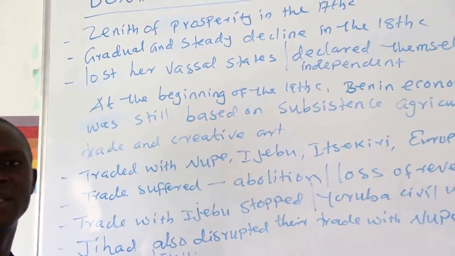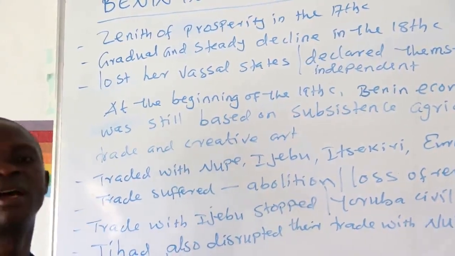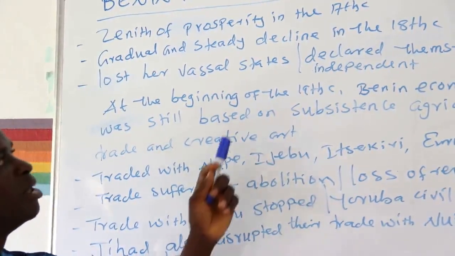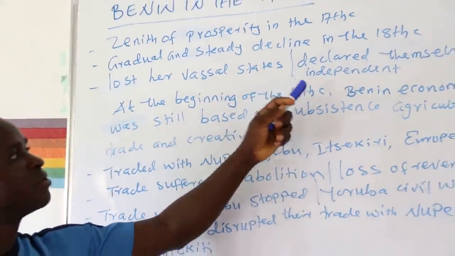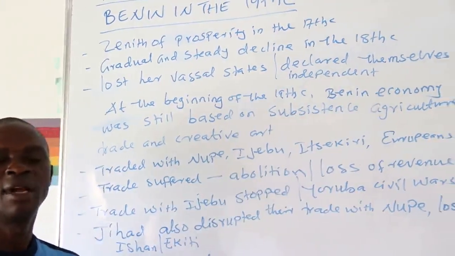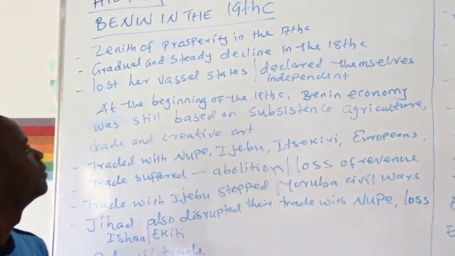What are vassal states? They are dependent territories, territories that Benin had captured and brought under her control. So in that same 18th century, those vassal states declared themselves independent. Now that tells you that Benin was weak. She could no longer hold those territories together again.